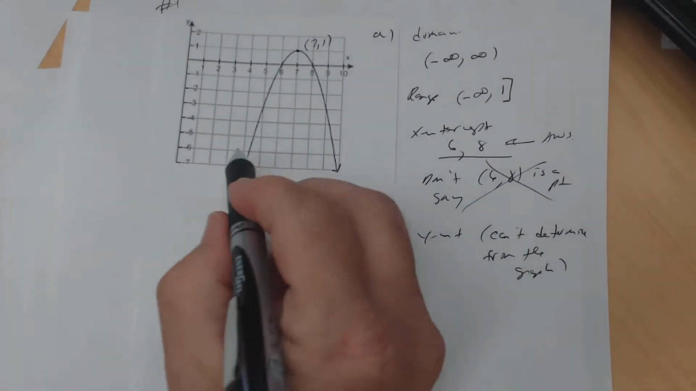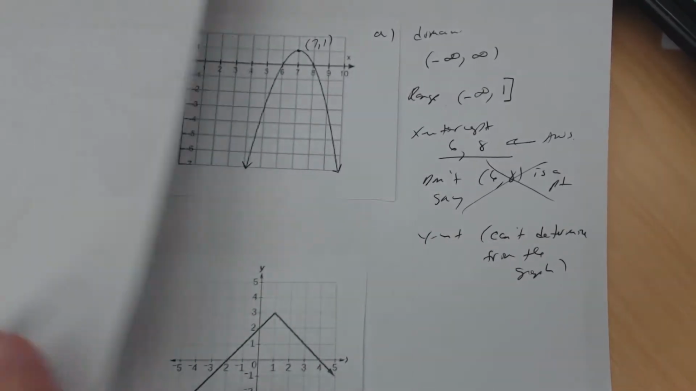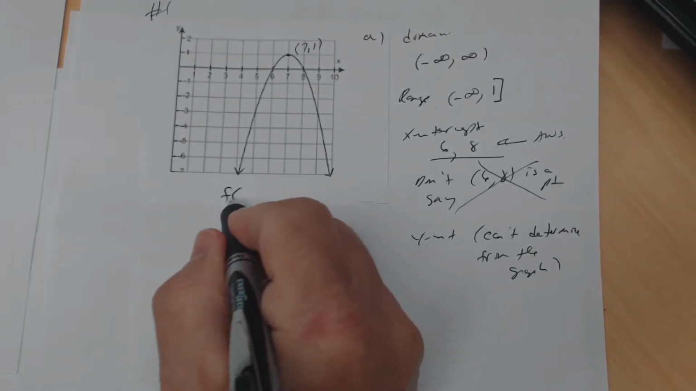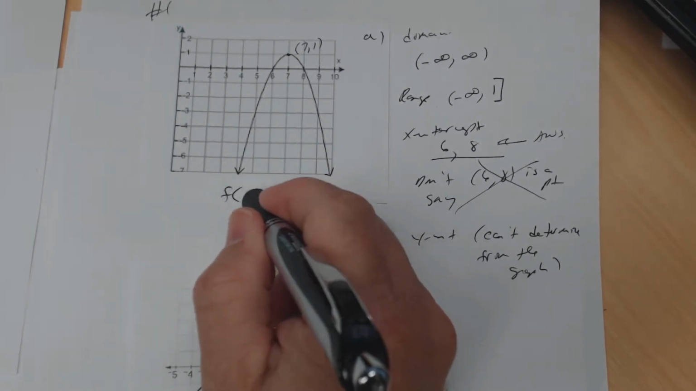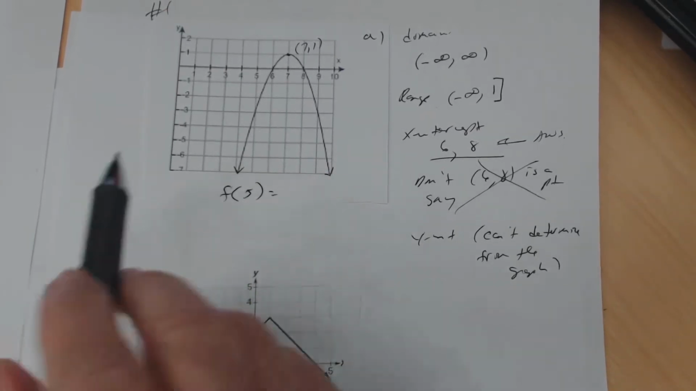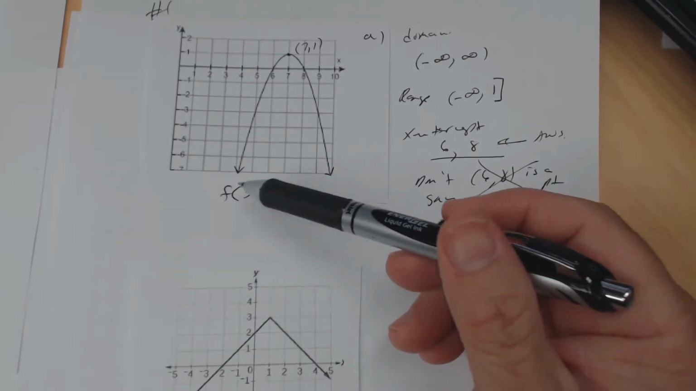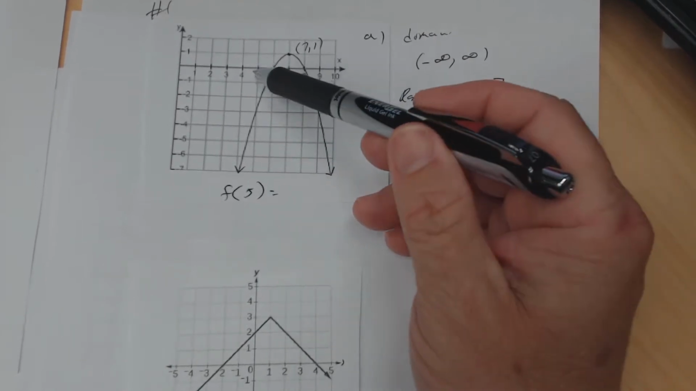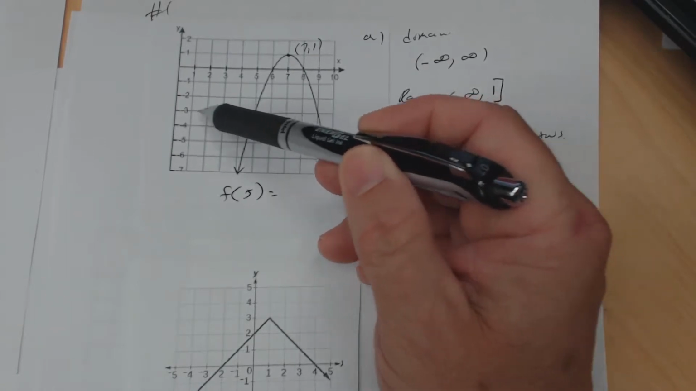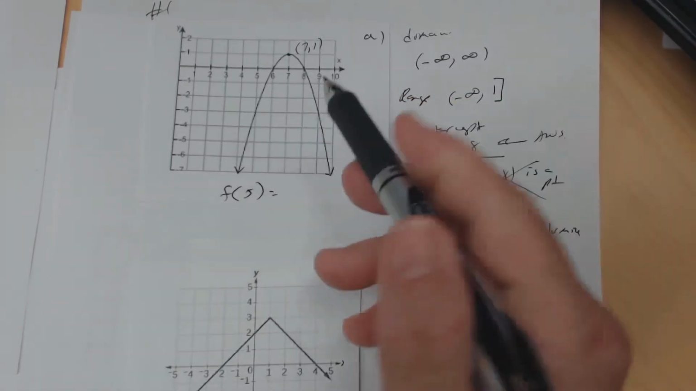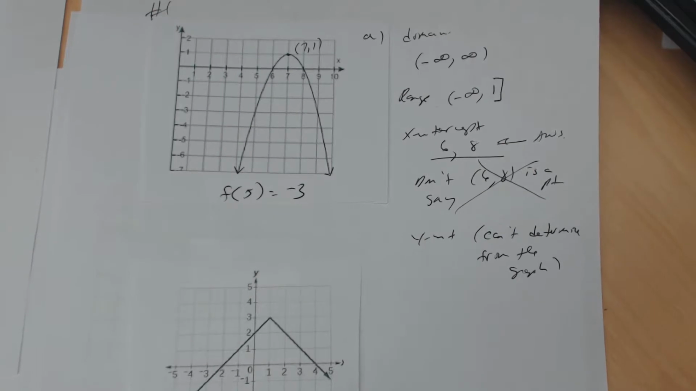All right, so the next part is the missing function value. So let's say you want to find f of 5. So what's f of 5? Well, remember, f of 5 means what's the y value when x is 5? So I go to x equals 5, and I find this y value. What's this y value right here? Well, the y value is negative 3. So that's your y value.